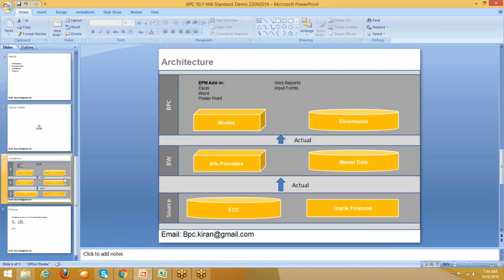S/4HANA, okay. See, basically, when I use BPC standard, my ECC system can be on HANA or it can be on any other database. I can use the same flow that I am using here. This is one way. Or you can do it like this.